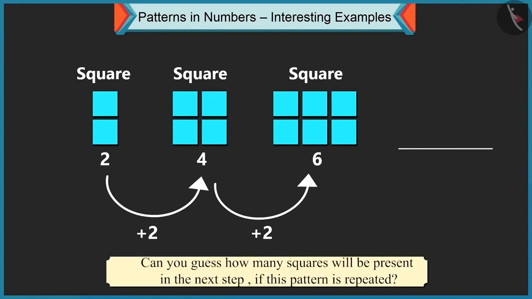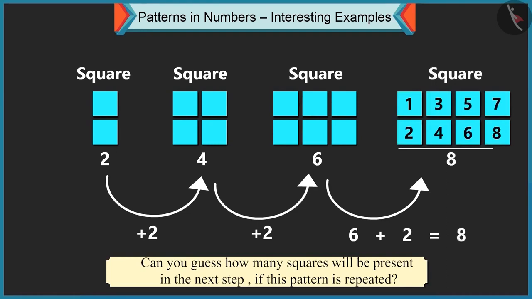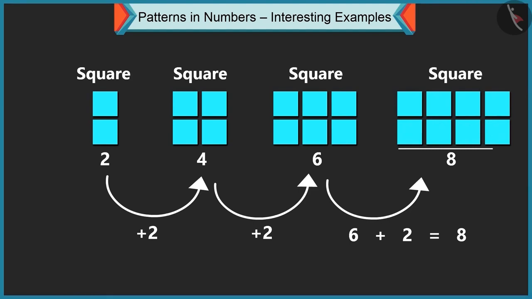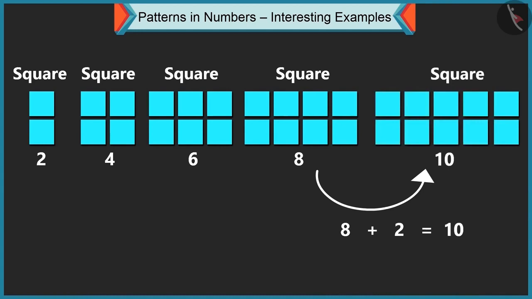Can you guess how many squares will be present in the next step if this pattern is repeated? Currently, the pattern has 6 squares. Adding 2 more squares, 7 and 8. This means there will be 8 squares in the next step. Oh, wow! Well done! Similarly, in the next step, adding 2 squares to 8 will make it 10 squares. So, children, this is how we proceed with this pattern.